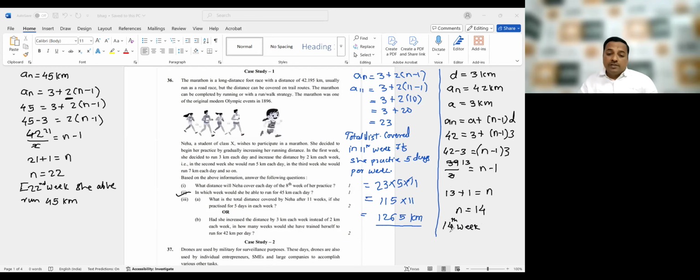14 वीक में वो टोटल डिस्टेंस 45 किलोमीटर का ट्रेवल करेगी इफ शी इंक्रीज 1 किलोमीटर यानी 3 किलोमीटर पर डे, पर वीक, सॉरी। गॉट इट? Okay, sir. If you want, take a screenshot.